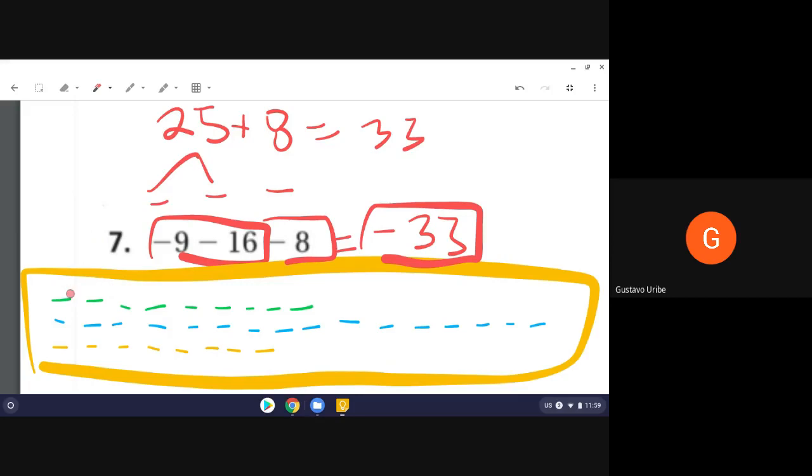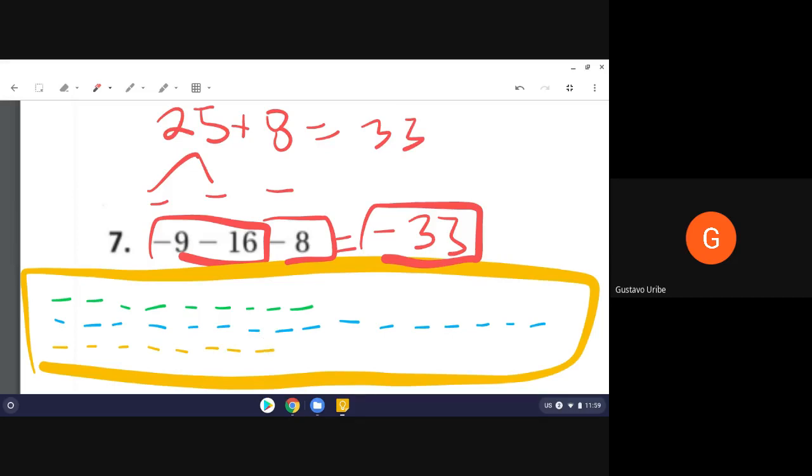Well, if you're still not sure, you can count all of them. This was 9, 10, 11, 12, 13, 14, 15, 16, 17, 18, 19, 20, 21, 22, 23, 24, 25, 26, 27, 28, 29, 30, 31, 32, and 33.